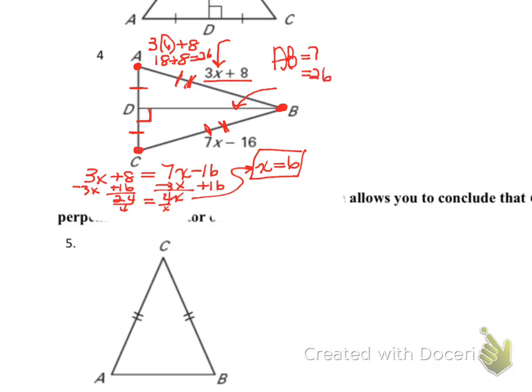Now, if you want to be smart about this, you should also plug the 6 into the 7x minus 16. That gives me 42 minus 16, which does equal 26. So that makes sense because I have an equilateral triangle. If I did not get 26 for an answer for BC, then I would think that something is incorrect about either my reasoning or my math, and I would go back and check it. Okay, we're going to do problems 5 and 6 on the next pages.